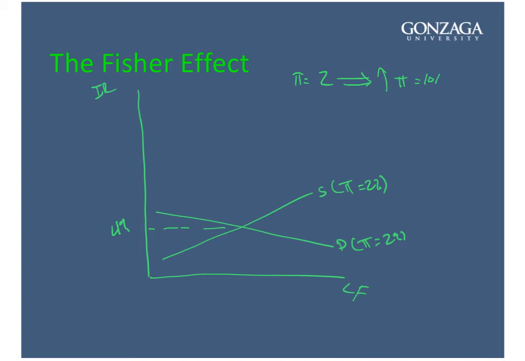Before, you were getting a real interest rate of 4 minus 2. 4 was your nominal, 2 was inflation. So you were getting a 2% real return. If you think inflation is going to go up to 10%, you're now going to need a 12% nominal interest rate, 2 plus 10, to get that same real interest rate. So you're going to reduce your supply of loanable funds. You don't want to save until that interest rate goes up.